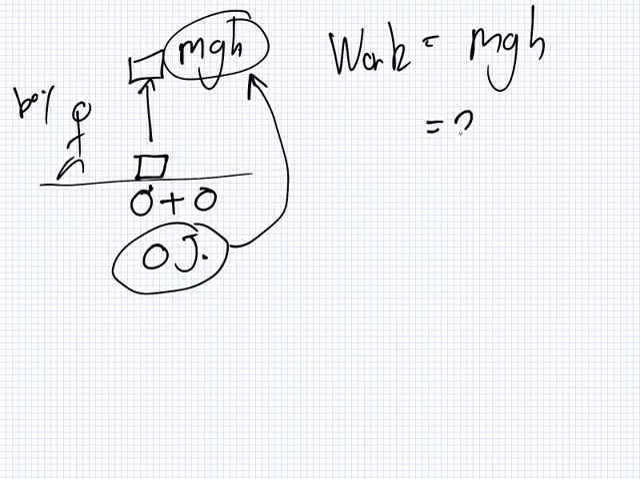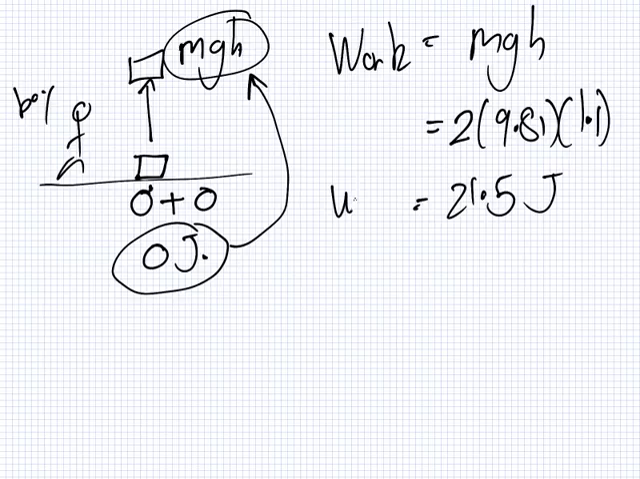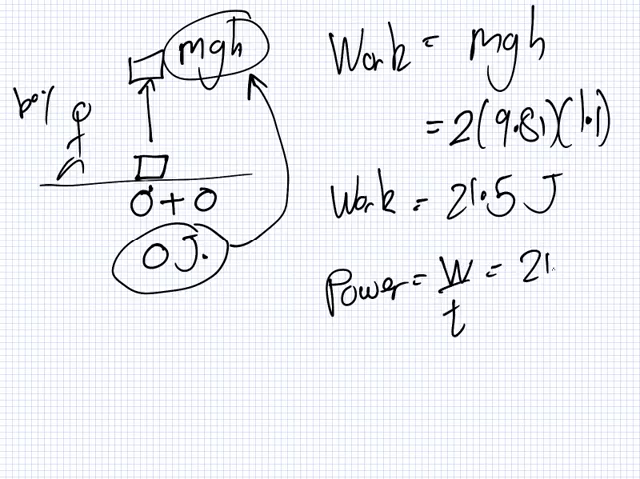What's the m? 2. The g? 9.8. And the h? 1.1. So what's this? About 21.5 joules of work. Do we want work? No, we want power. So what is the formula for power? Work over time. And what did I say the time was? 2 seconds. So if I do 21.5 divided by 2, I get 10.75, so 10.8. And the unit for power? Watts. What's wrong? You don't look happy with this. No, I did it wrong.